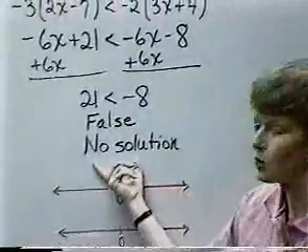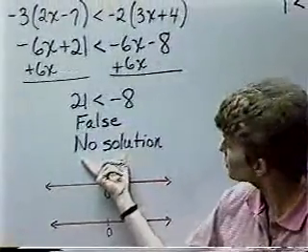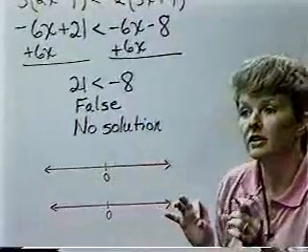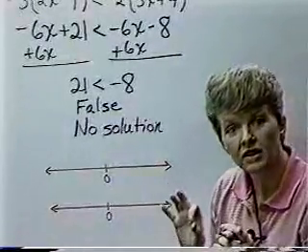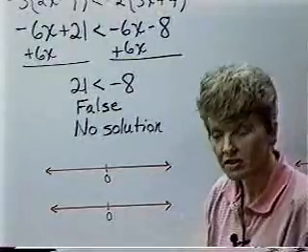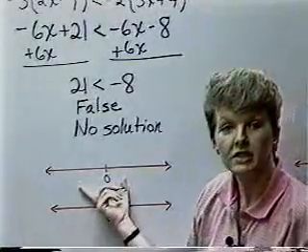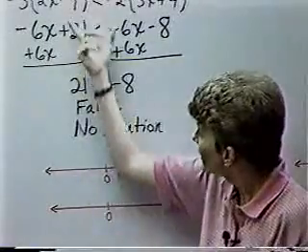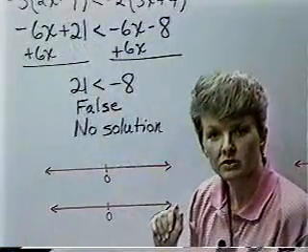All right, this inequality has no solution because this is a false statement. So you can write a set of brackets with nothing enclosed. You can have the null set. You can show an empty number line. It depends on what your instructor wants, but this inequality has no solution.